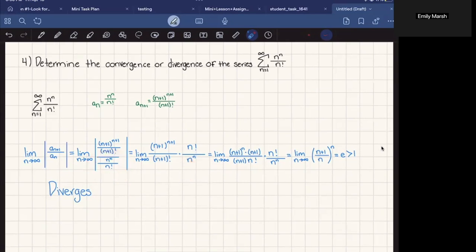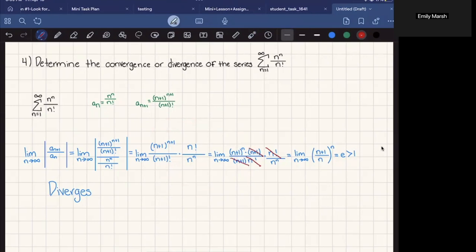And then after that, I do some expanding of the terms. So you can see that the n plus 1 to the n plus 1 power, I rewrite as n plus 1 to the n power times n plus 1. I also rewrite n plus 1 factorial to be n plus 1 times n factorial. And thus we're able to simplify easier. So we have an n factorial here and an n factorial here. We have an n plus 1 here and we have an n plus 1 here.